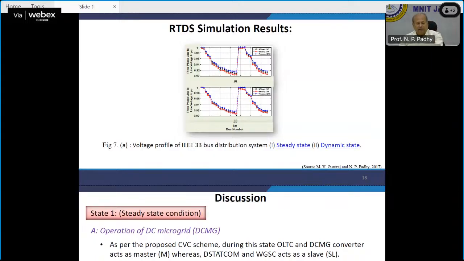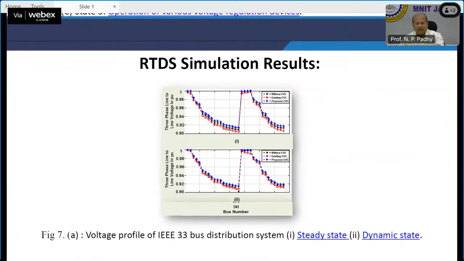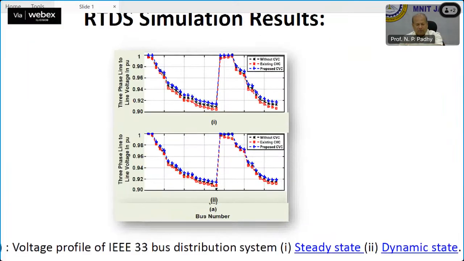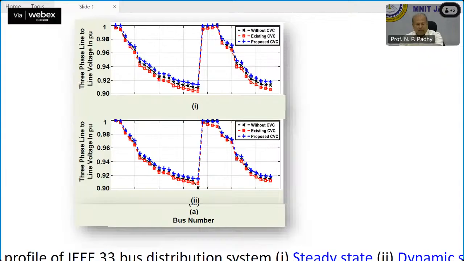So, just a minute. Yeah, good. So the RTDS simulation result, this is your 33 bus profile. The first one is going to be the steady state, and the second is going to be the dynamic stage. So all of you please have a look. If I zoom a little bit, you will come to know. The blue one is certainly going better.